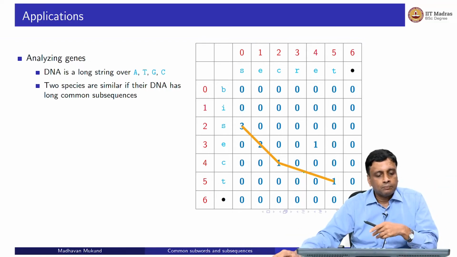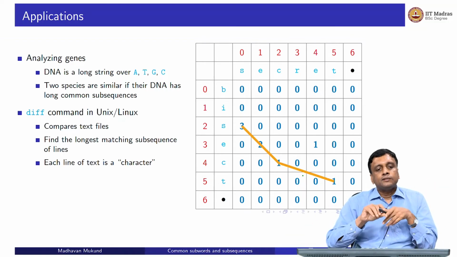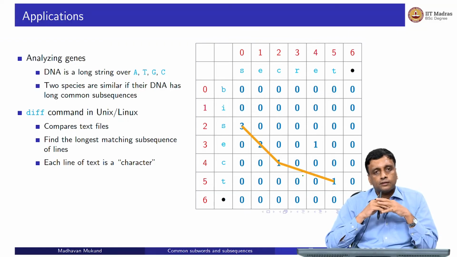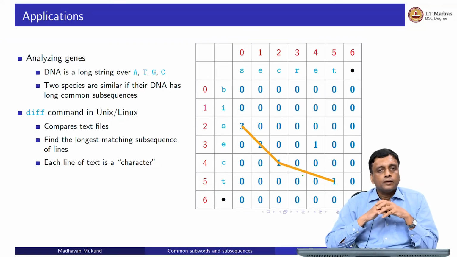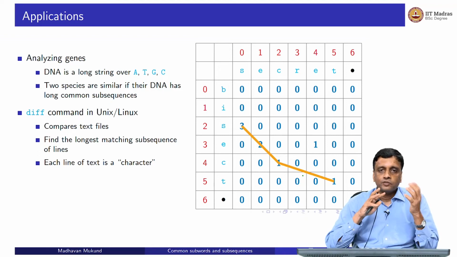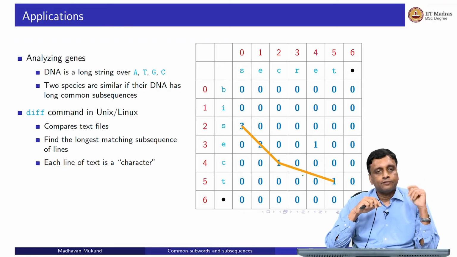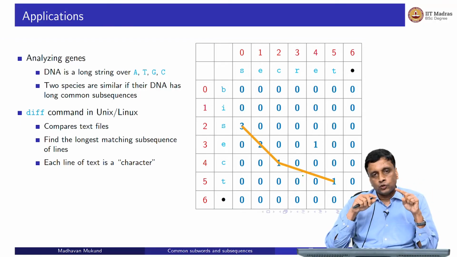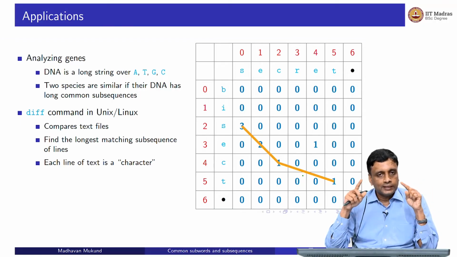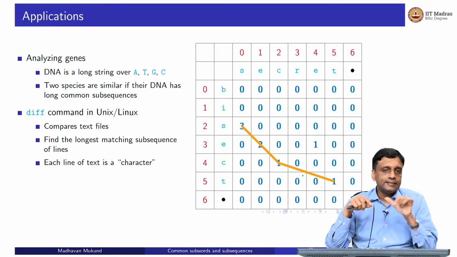So genetics is one application. Another application is more down to earth. If you use a Unix or Linux system, there is a command called diff, which will take two text files and tell you how different they are. This is very useful, for instance, if you are editing some code, because it will tell you which lines have changed. What it does is try to compute the longest common subsequence between the lines of your text file. So it treats each line as a unit.